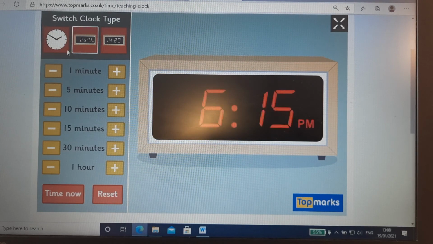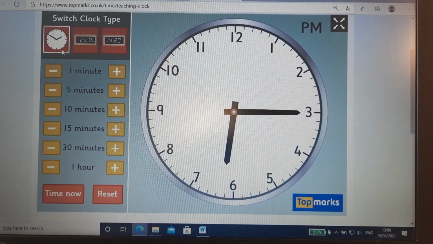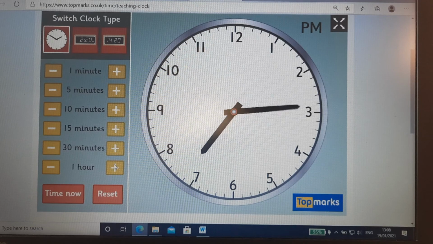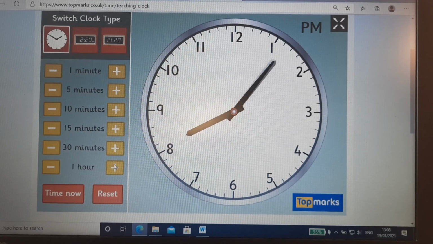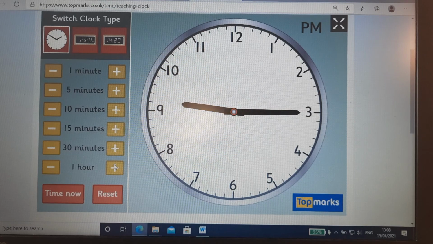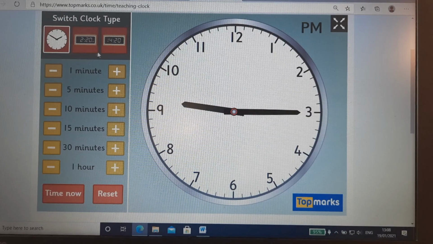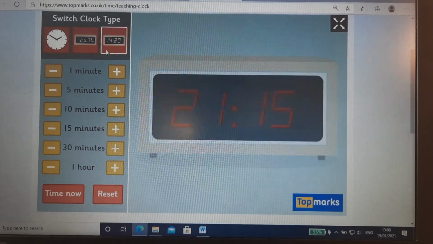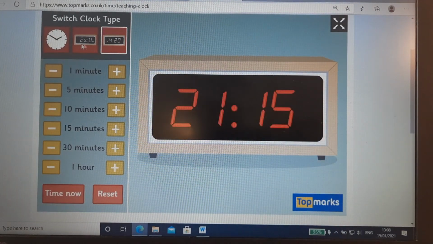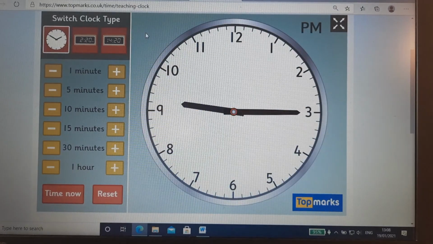Let's have a look at another one. Okay, so here we have 9:15 in the evening. What time do you think this would be as 24-hour clock? Please press pause whilst you write the answer down. Right, the answer for this one is 21:15.